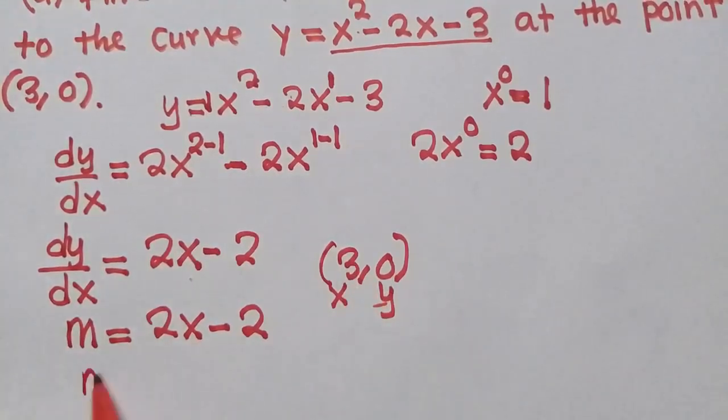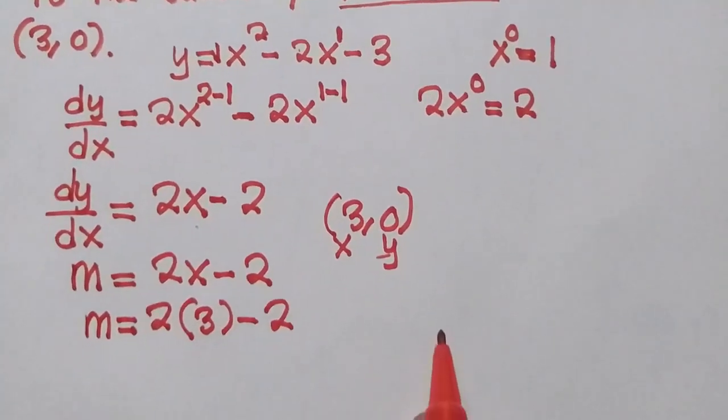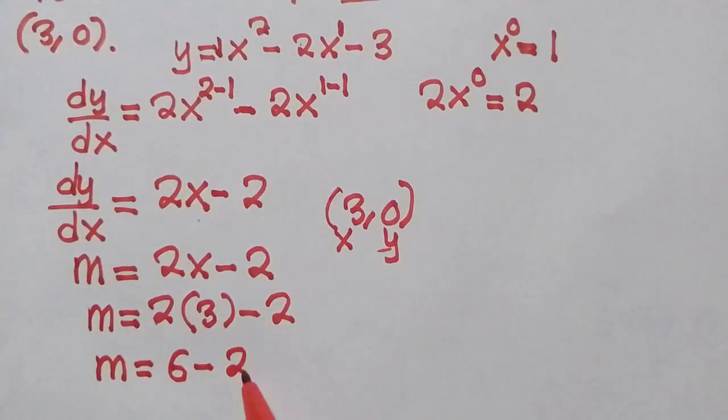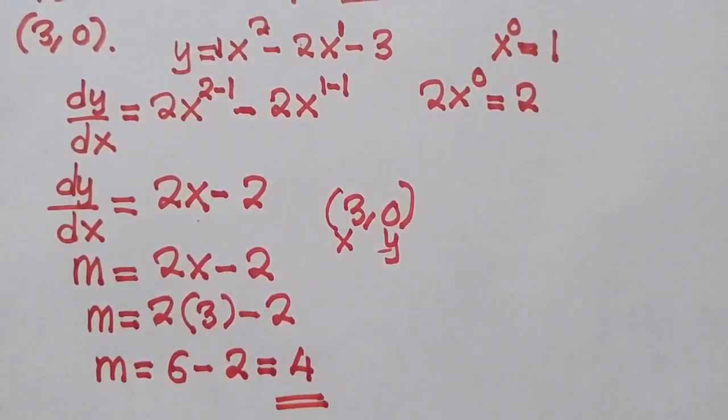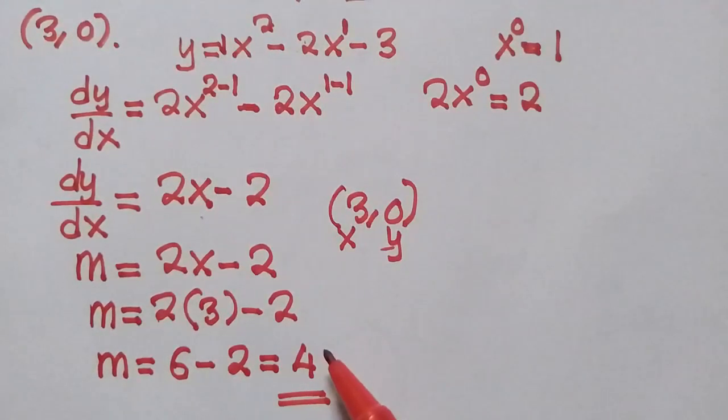So gradient is equal to 2 multiplied by x, 3, minus a 2 here. This is not y. This is just a 2, like that. Where I say gradient is equal to this times that is 6 minus 2. Then your answer will be what? 4. So 4 is your gradient. So once you find your gradient, finding the equation of the tangent is very simple.